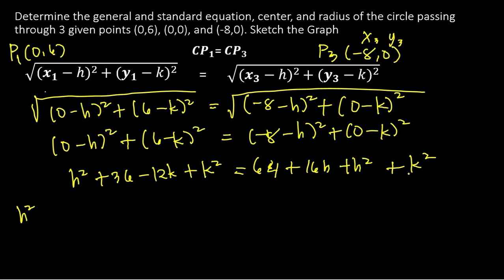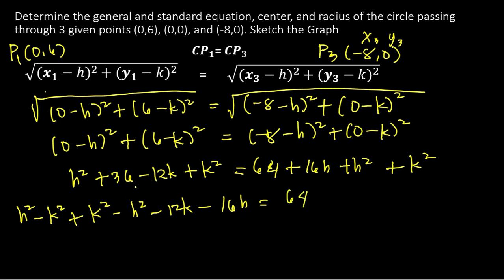Then transpose natin yung k square on the other side. So again, whenever we transpose, we have to change the sign. So from positive k square, magiging negative k square na siya. So next naman, we have positive k square. Ito yan. So transpose naman natin itong h square na to on the other side. We will have negative h square. And then, bring down natin itong negative 12k. Transpose natin itong h on the other side. So we will have negative 16h is equal to, pagsama-samahin natin yung constant, 64.